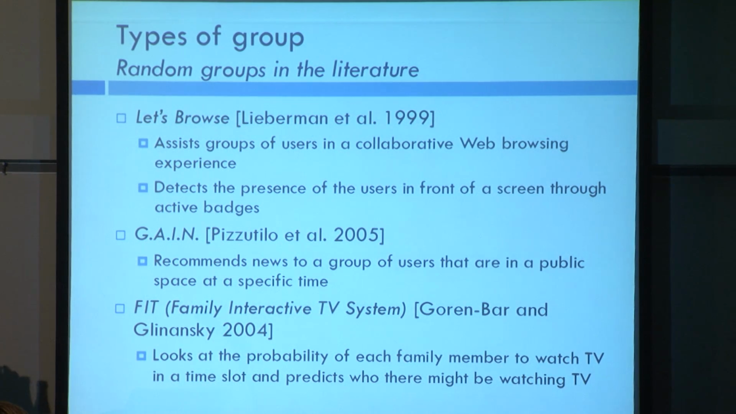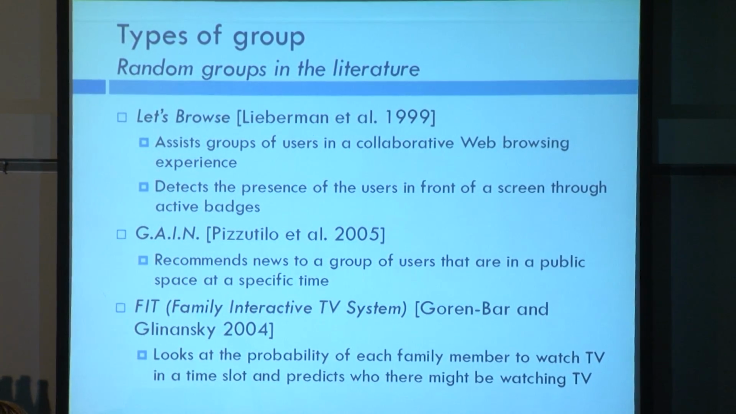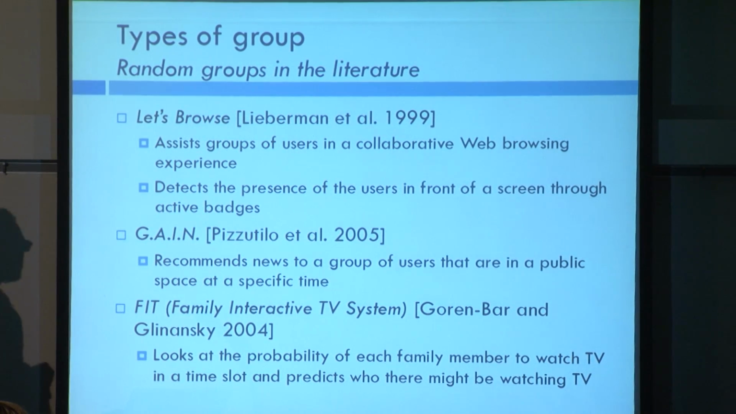Then we have Gain, which is a system that recommends news to a group of users that are in a public space at a specific time. Or Fit, which is a family interactive TV system, which looks at the probability of each family member to watch TV in that time slot, so it tries to automatically derive who might be watching TV and tries to provide predictions to the group by also deriving who might be in front of the TV.